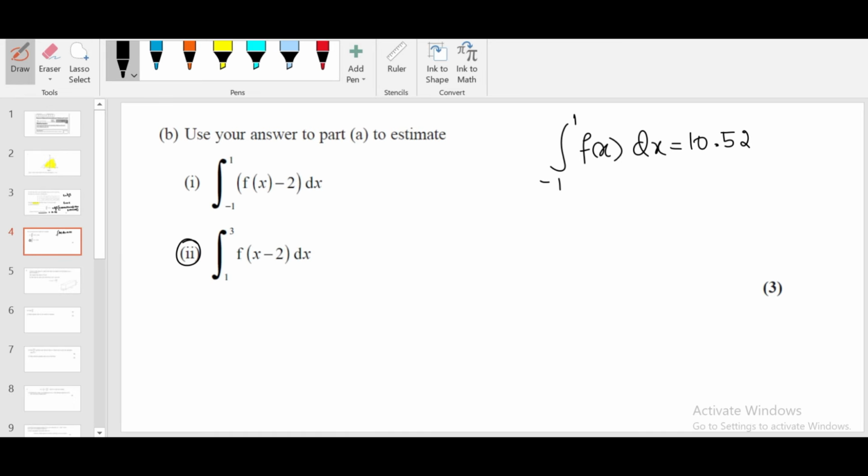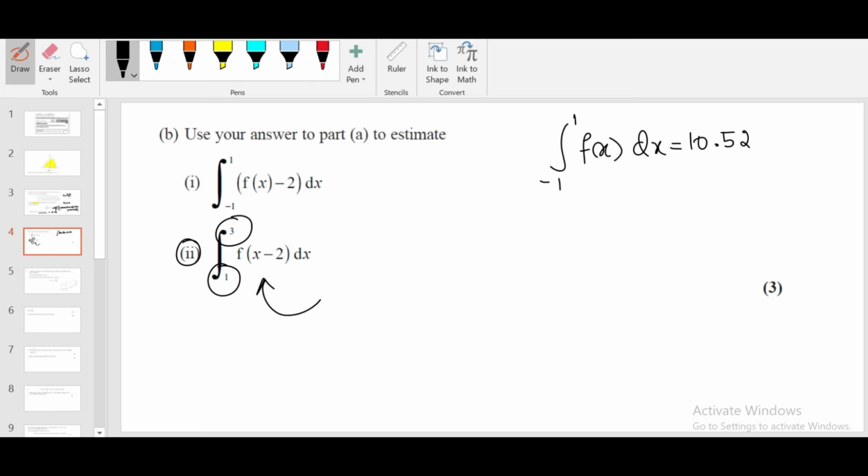I'm going to explain part ii now. Usually, if you look at the past paper questions, for the second part of the trapezium rule, the limits will be the same. Mostly, they won't change the limit. But in this question, this is the first time I think they changed the limit, 1 to 3. And they changed the whole function also. Instead of f of x, the function given is f of x minus 2.